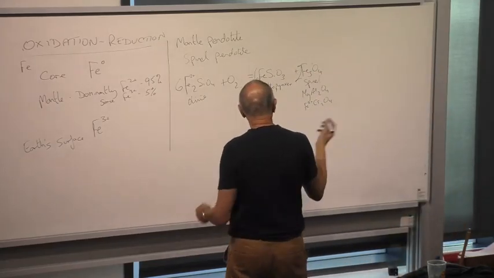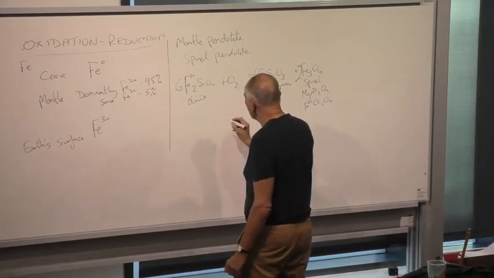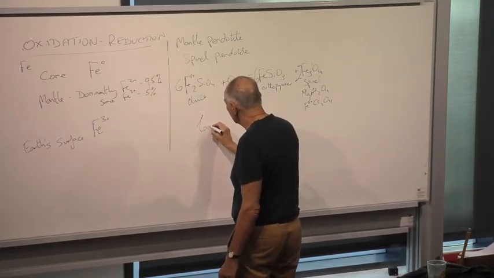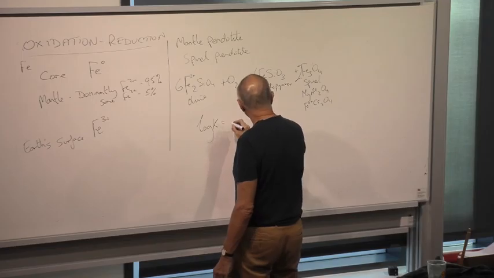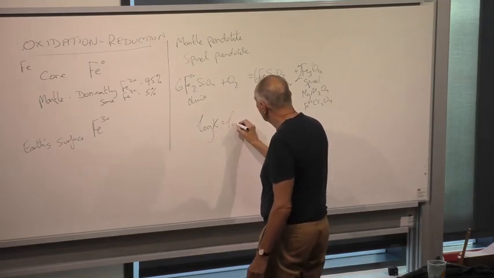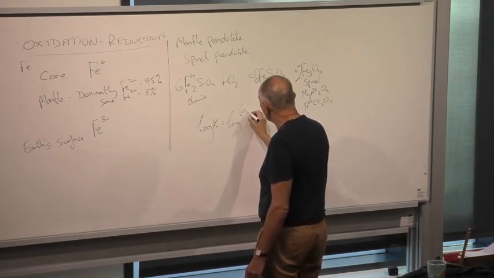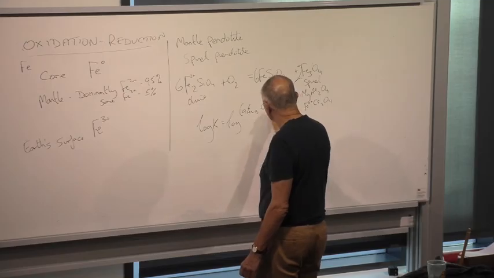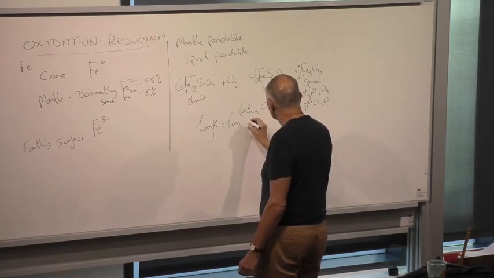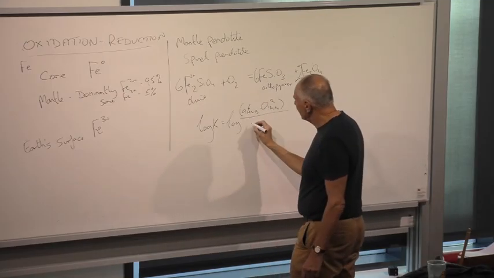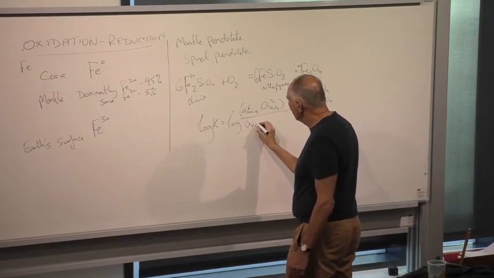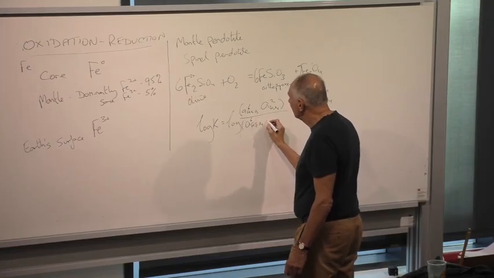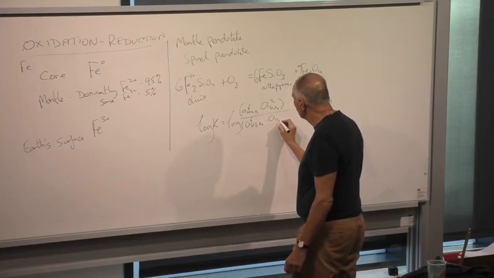So then of course we use log K or delta G0. So log K for that reaction is obviously going to be log of the activity of FeSiO3 to the 6th times the activity of Fe3O4 squared, divided by the activity of Fe2SiO4 to the 6th times the activity of oxygen.